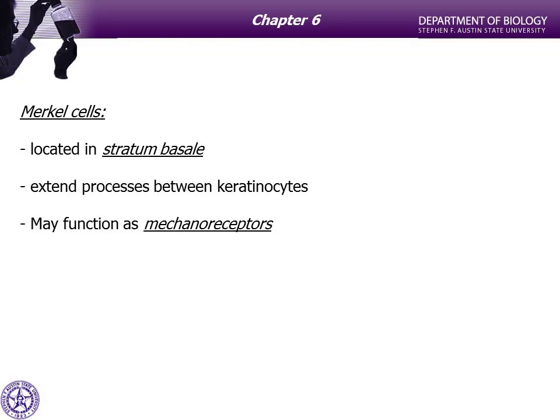Now, another cell type that, again, you may not have gotten in lab are Merkel cells. Merkel cells we're going to see in some of the deeper layers down in the basal. Merkel cells are going to be essentially your pressure receptors. And so we call them mechanoreceptors.